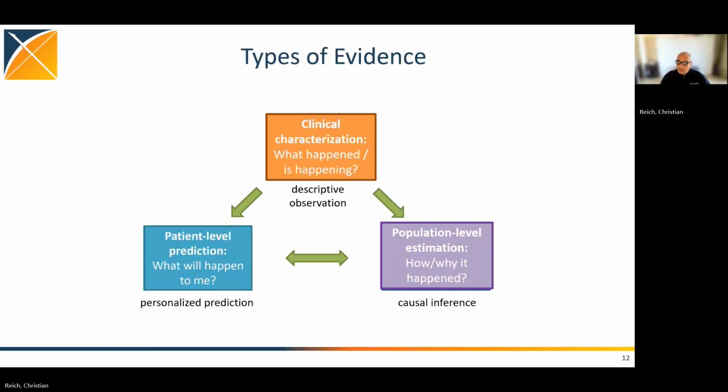What are the evidences that OHDSI produces? There's really three kinds. There's characterization, which means what happens to these patients over time. What kind of conditions do they have? How do they get treated? What's the outcome of this treatment? How much does it cost? Whatever question you may want to ask. Okay. Characterize, doing essentially descriptive statistics.